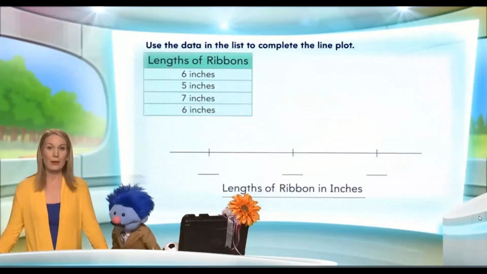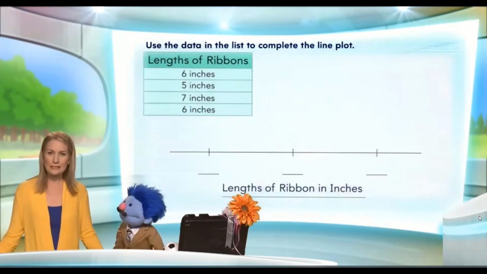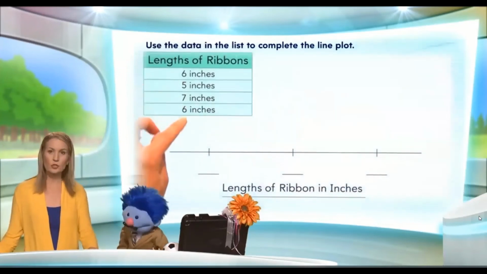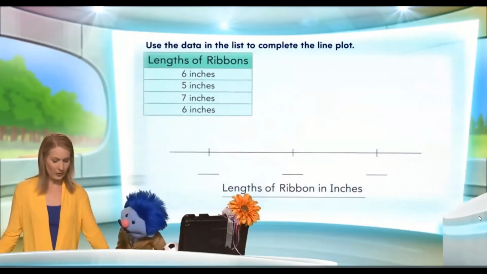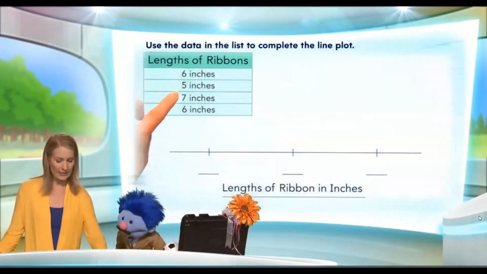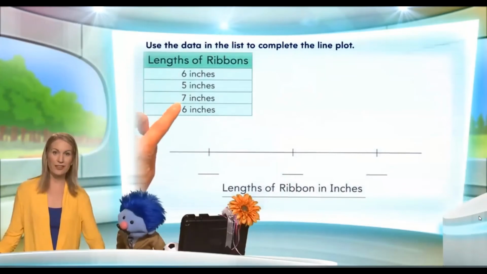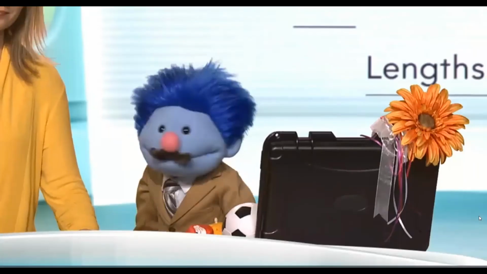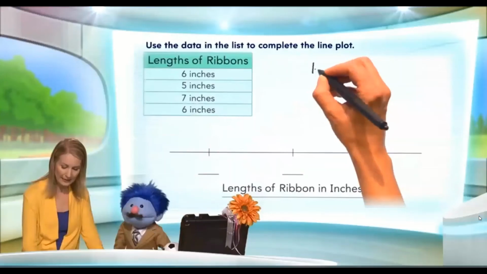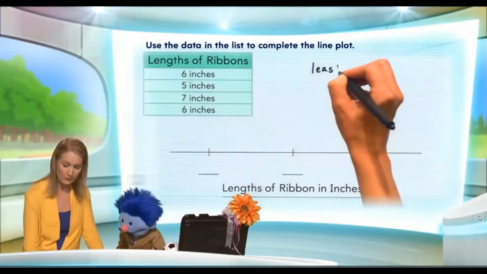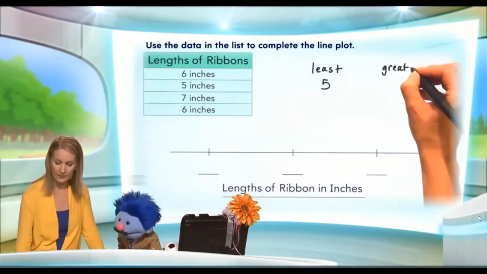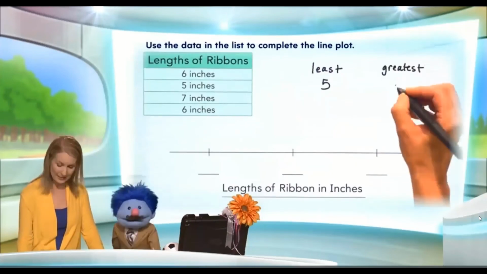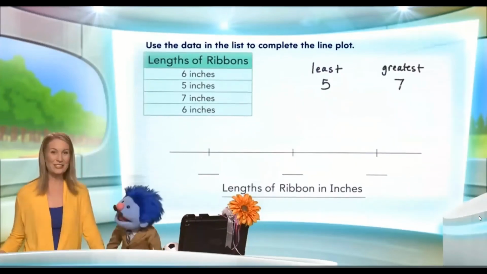Okay, now what? We're going to list the data from least to greatest, and that way we'll know how to label our line plot. So let's see. What's the least number of this list? What do you think? I think it's 5. Exactly. The least would be 5. Good job. And what is the greatest? It's the 7. Yes, good job, Joey.